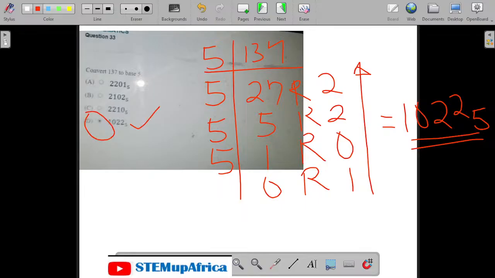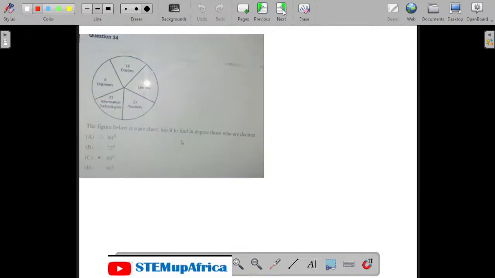So these are some of the questions you may likely see tomorrow. What next you have here is a pie chart. It happens to be in statistics, a pie chart.